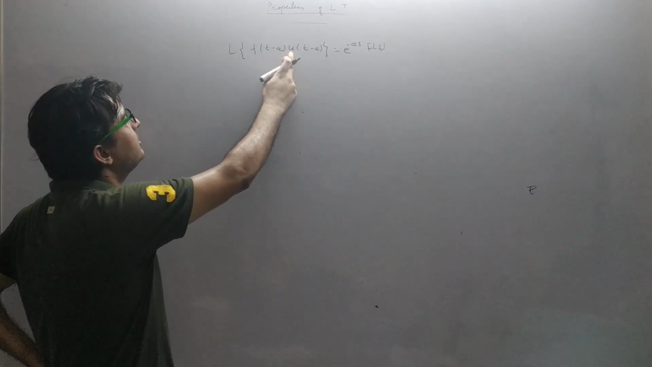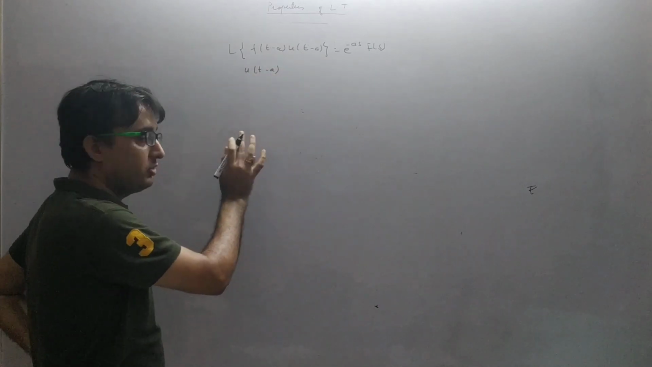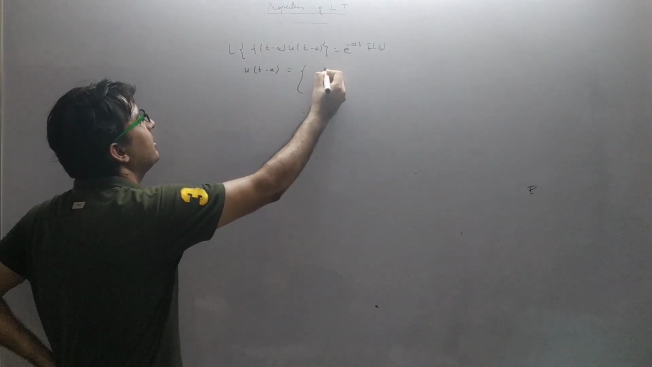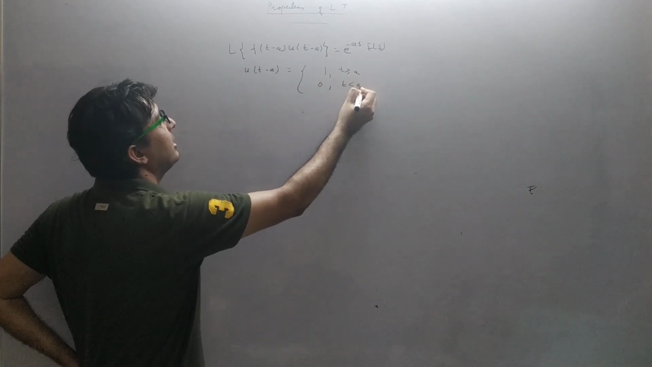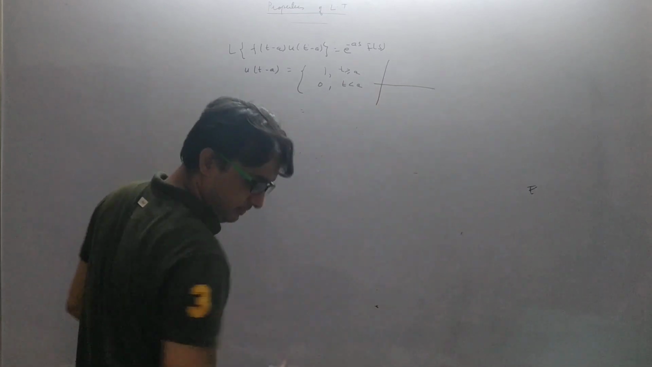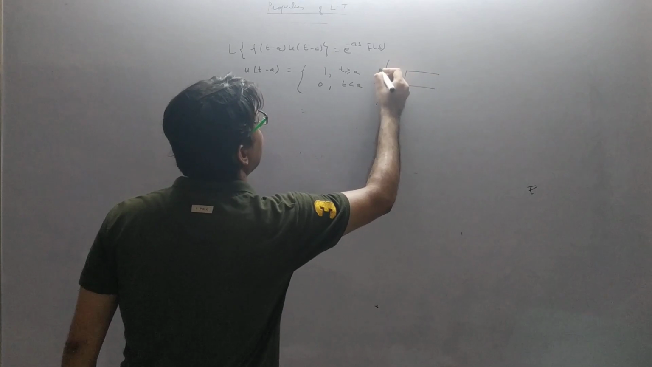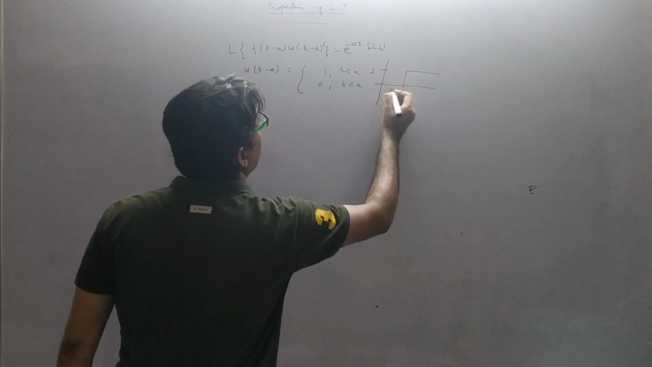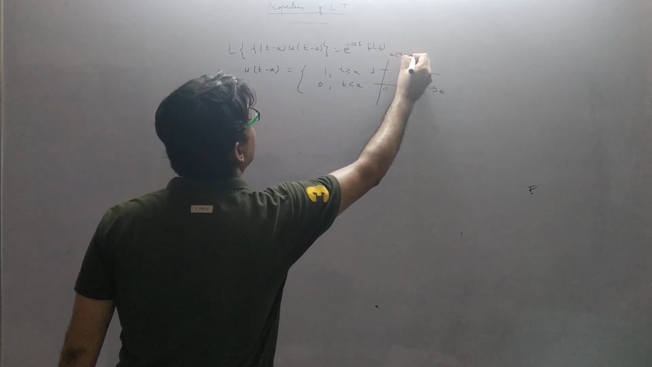Now before that we must know what u(t minus a) is. So u(t minus a) is a unit step function, which is 1 for t greater than a, and 0 for t less than a. So if we try to plot it over here, we can say this is a. So from a, its value is 1, that is the unit step. So this is 0, this is your t, this is u(t minus a).